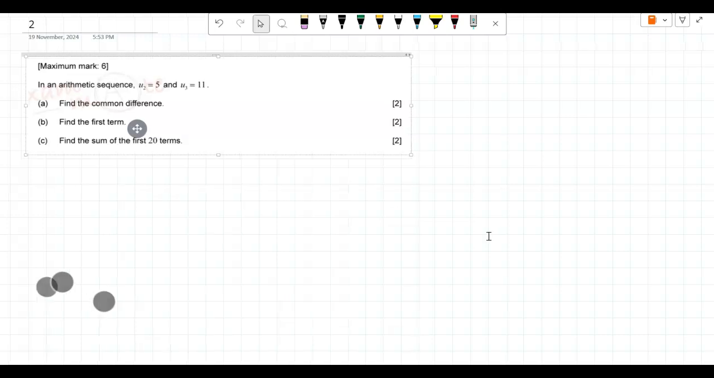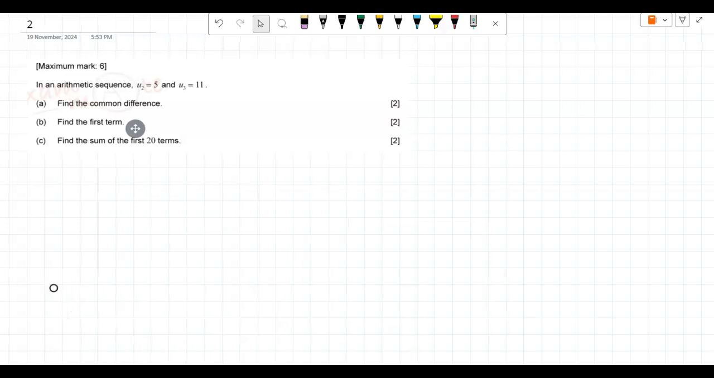Okay, so let me just do it for completion of this. So your common difference, what will the common difference be? u3 minus u2, correct? The third term minus the second term.